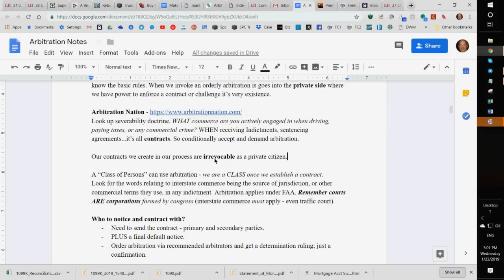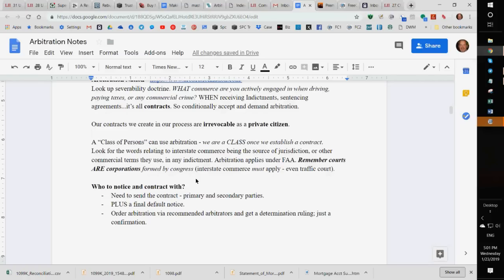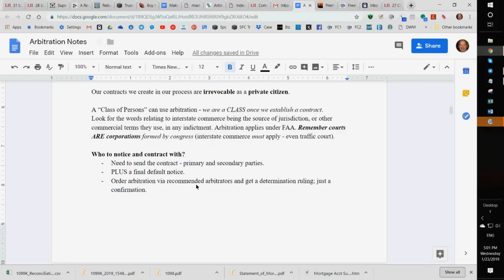So we create an irrevocable agreement as a private citizen. You want to give me 15 different ways you can tell the court you're a man, or actually show them how a man does his business. I'll take the one where I prove it by my action, not by my words.